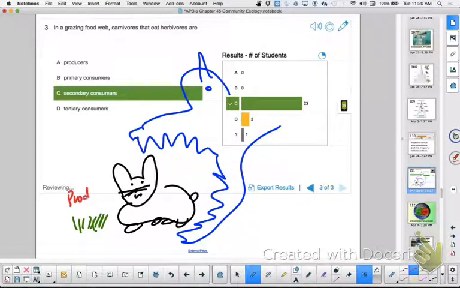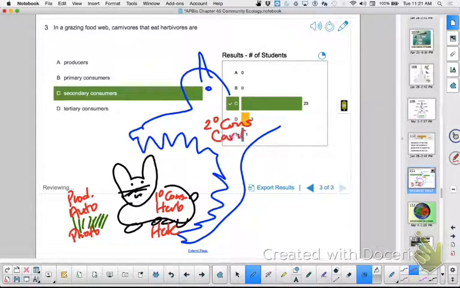Producers, give me another name. Autotrophs. Any other name? Plants. Give me another name. Photoautotroph, because they're green. What is this right here? Primary consumer. Give me another name. Herbivore. Give me another name. Heterotroph. What is this? Secondary consumer. Give me another name. Carnivore. Give me another name. Heterotroph. Okay, so let's look at the question.